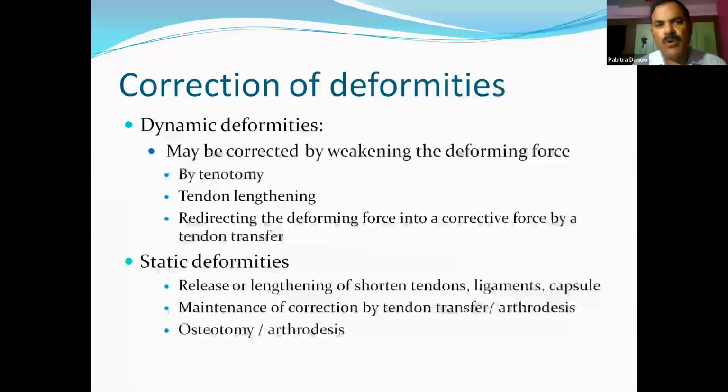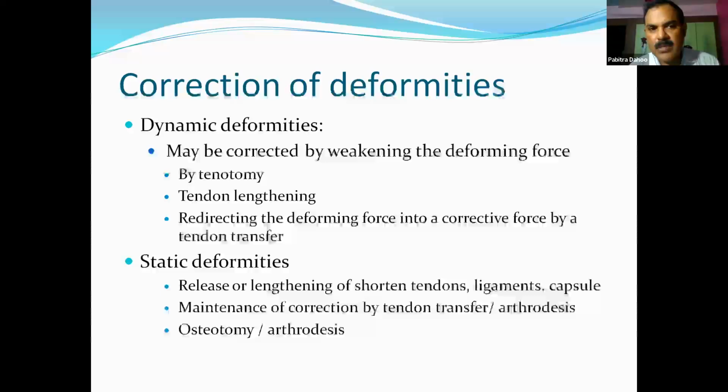So now coming to correction of the deformities. As I said, we have two groups of deformities in CP: dynamic deformities and static deformities. A dynamic deformity can be corrected by weakening the deforming force. One group is overspastic. Reduce the spasticity on that side. Try to bring it to a power equal to the opposite group of muscles, which are less spastic.